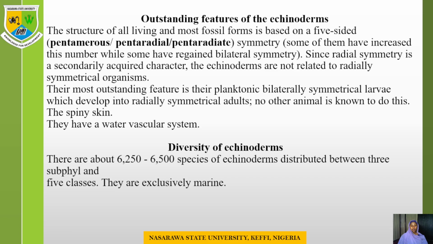Some of them have increased this number, while some have gained bilateral symmetry. Since radial symmetry is a secondarily acquired character, the echinoderms are not related to radially symmetrical organisms. Their most outstanding feature is their planktonic bilaterally symmetrical larvae, which develop into radially symmetrical adults. No other animal is known to do this. They are spiny skinned and they have a water vascular system. The echinoderms are diverse, about 6,250 to 6,500 species distributed within the subphyla and 5 classes, and they are exclusively marine.